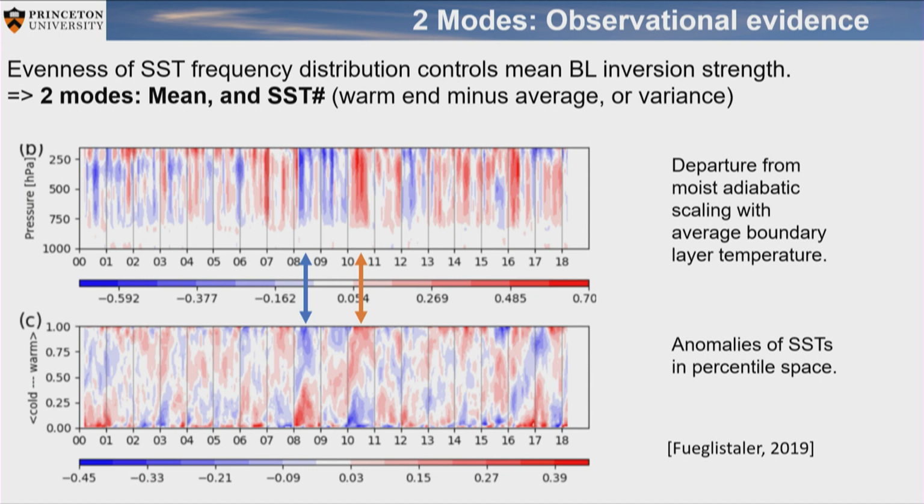So we have established that there is indeed this sort of oscillation, or a second mode, that is only dependent on the shape of the PDF. It's not the mean. As I said, the mean is the one that we understand well. This is telling us that the shape of the SST distribution is really important as well.